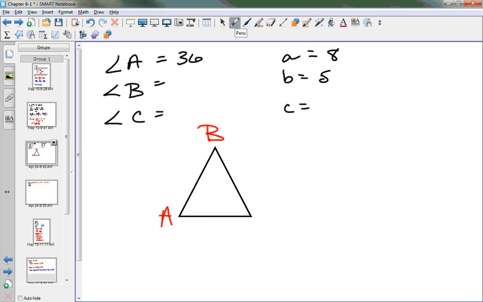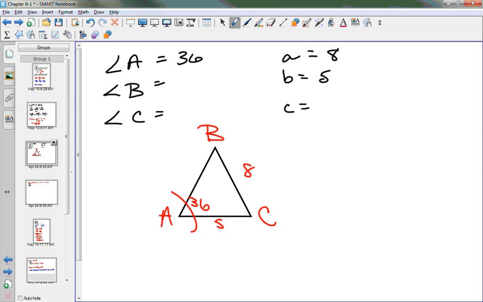If I put B up here and C over here, angle A is 36 degrees, which means across from angle A is going to be little a, which is 8. Across from angle B is going to be little b, which is 5. Did we all get that? Yes or no?